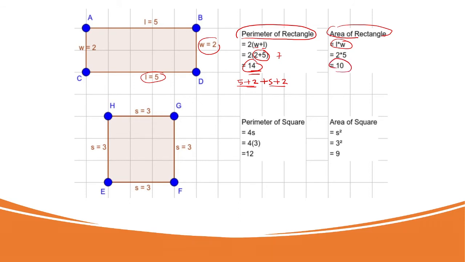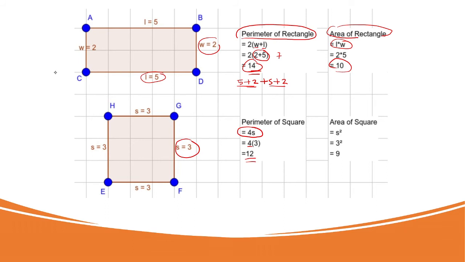Okay, now let's look at the perimeter of a square. For the perimeter of a square, we have 4 times S. This is the same as 4 sides. What is the side here in this example? Our side is 3. So 4 times 3 is 12. That's how you find the perimeter of a square.